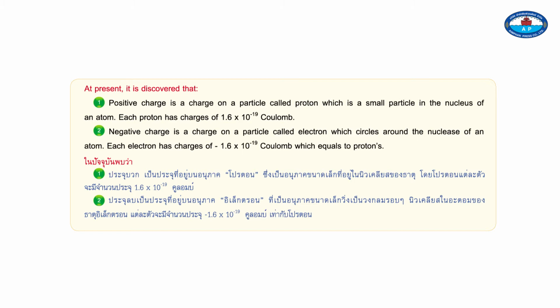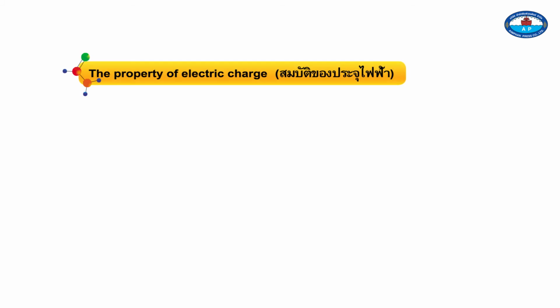Each electron has a charge of negative 1.6 times 10 to the negative 19th power coulomb, which is equal to that of the protons. The property of electric charge.